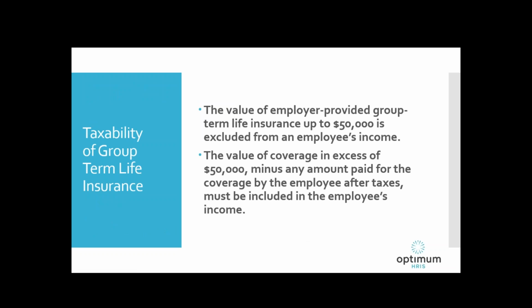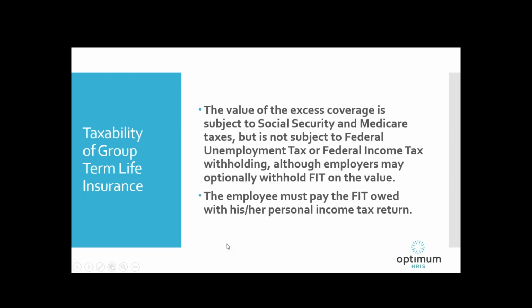Let's look at taxability of the group term life insurance benefit. The value of the employer-provided benefit up to $50,000 of life insurance coverage is excluded from an employee's income. The value of coverage over $50,000 minus any amount paid for the coverage by the employee after taxes should be included in the employee's taxable income. The benefit is taxable for Social Security and Medicare taxes, but not federal unemployment tax.